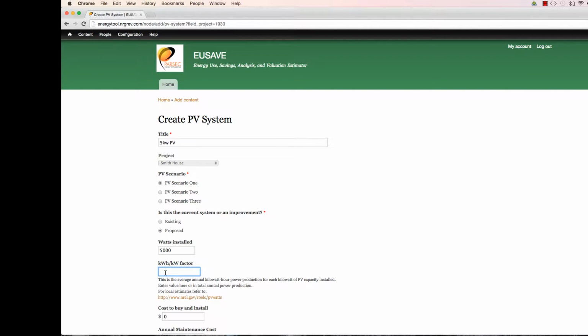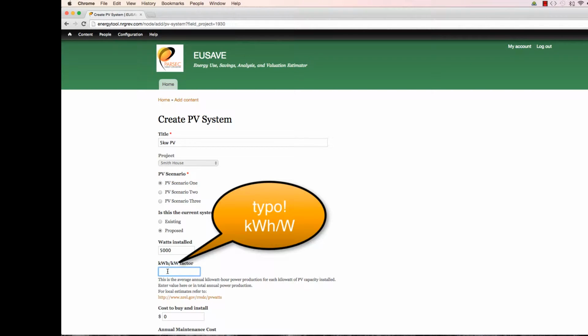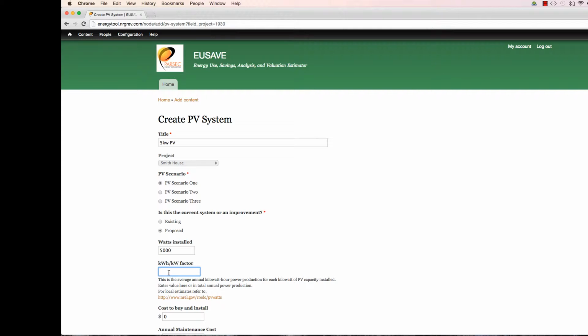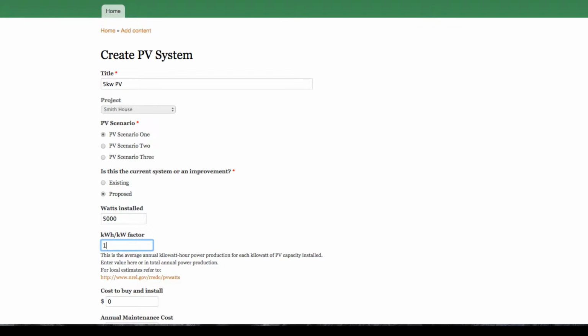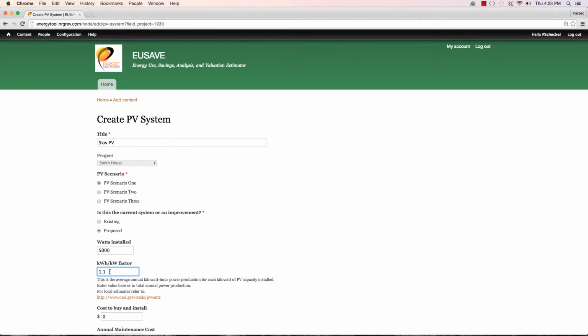The kilowatt hour over watt factor, kWh over W, ignore the typo, is an estimate of how many kilowatt hours the system will produce for every watt that's installed on an annual basis. You can look up information for your region at the PV Watts website. I'll use 1.1, which means we'll produce 5,000 times 1.1 equals 5,500 kilowatt hours per year.